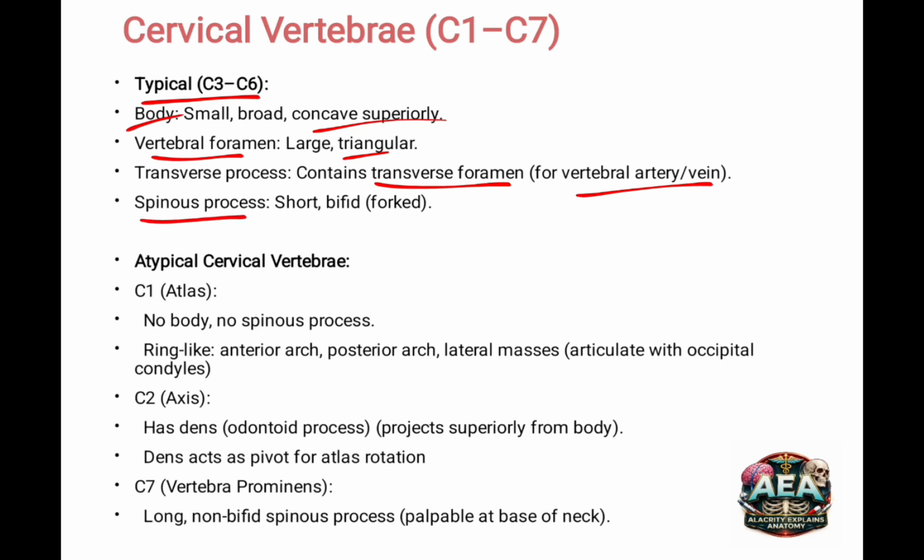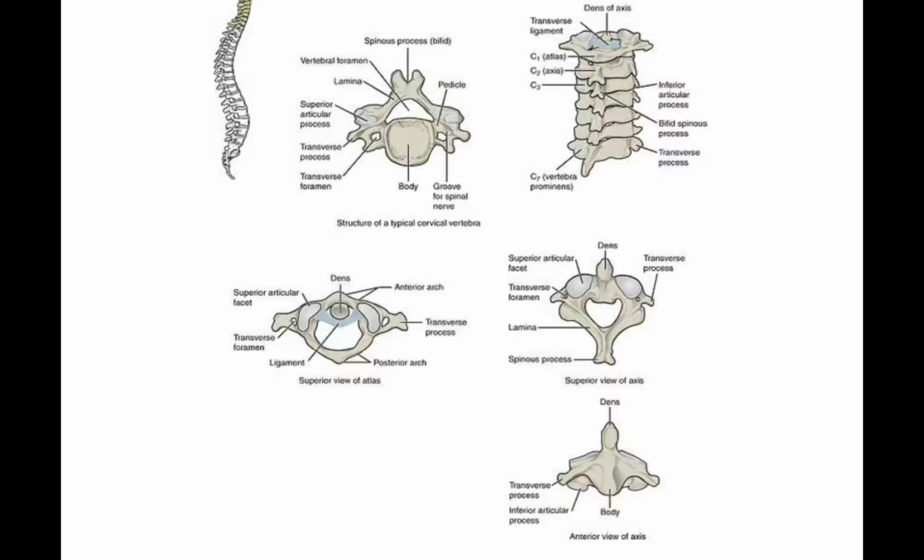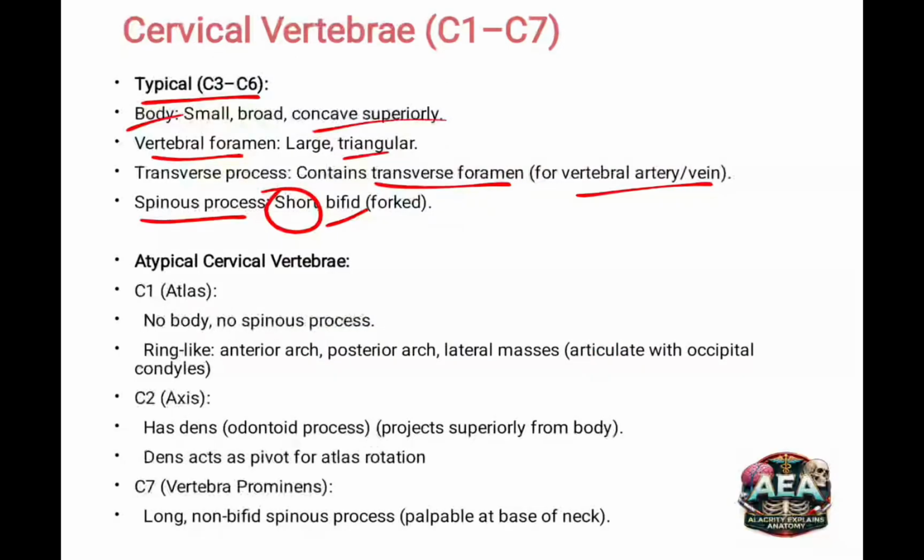We have the spinous process which is short and bifid, like a fork. See it here. It is short and bifid, like a fork. So we have the atypical cervical vertebrae, which are C1, C2, and C7. Now, when we say they are atypical, it means they have some special characteristics or features.